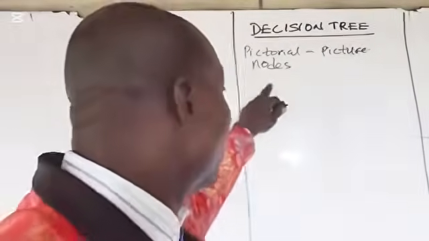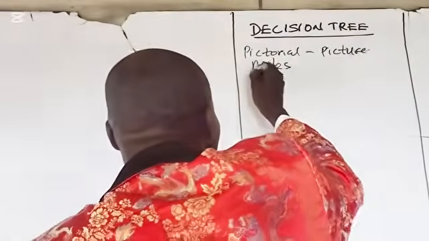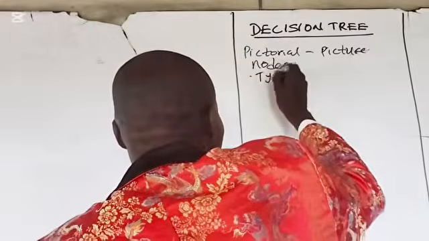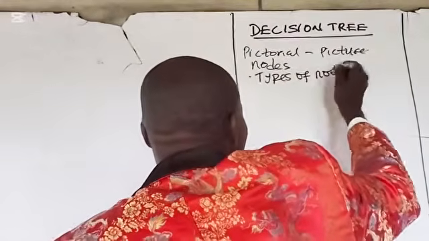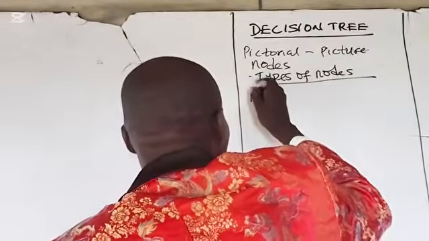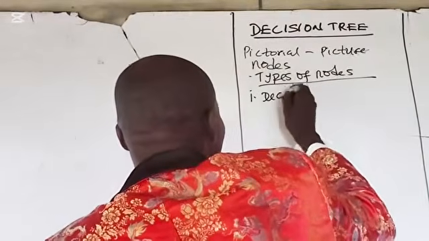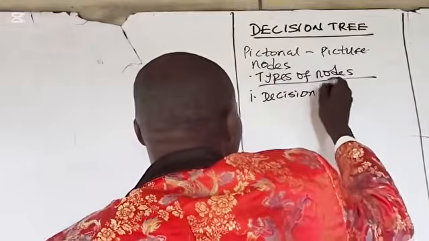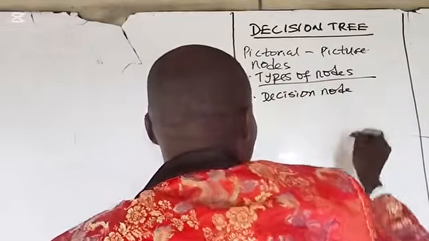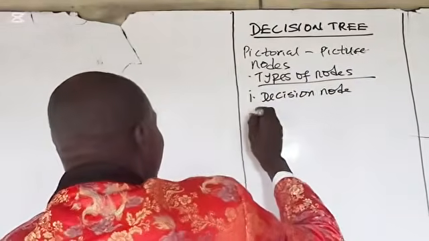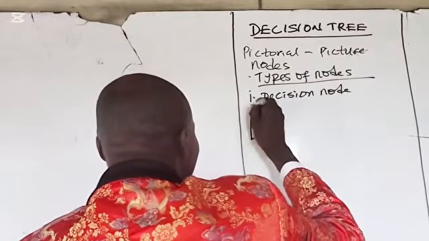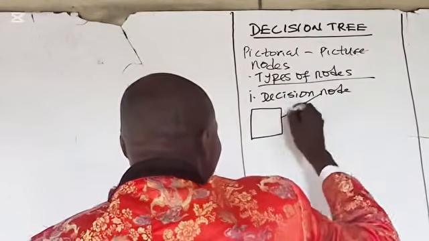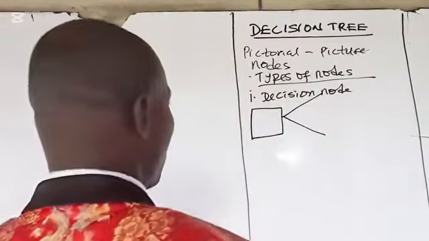In decision tree analysis, we have two types of nodes. One, we have the decision node. The decision node is like this: the node on a square. This is a decision node.